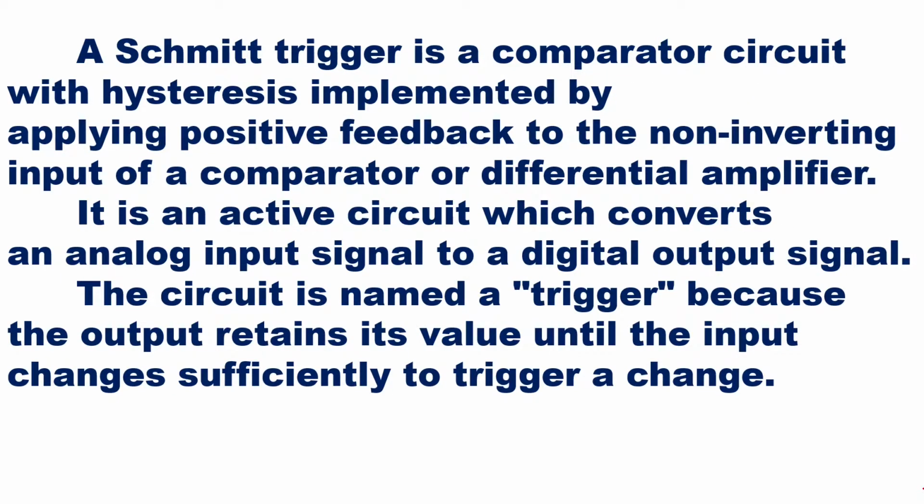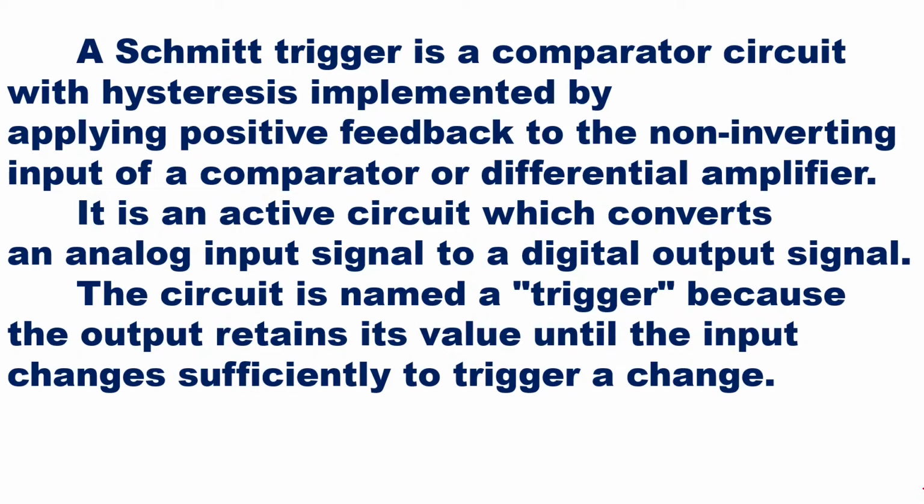Now, another definition: a Schmitt trigger is a comparator circuit with hysteresis. We'll speak about the hysteresis lastly. It is implemented by applying positive feedback to the non-inverting input of a comparator or a differential amplifier. It is an active circuit which converts an analog input into a digital output signal. This is where we see that a sine wave is converted into a square wave.